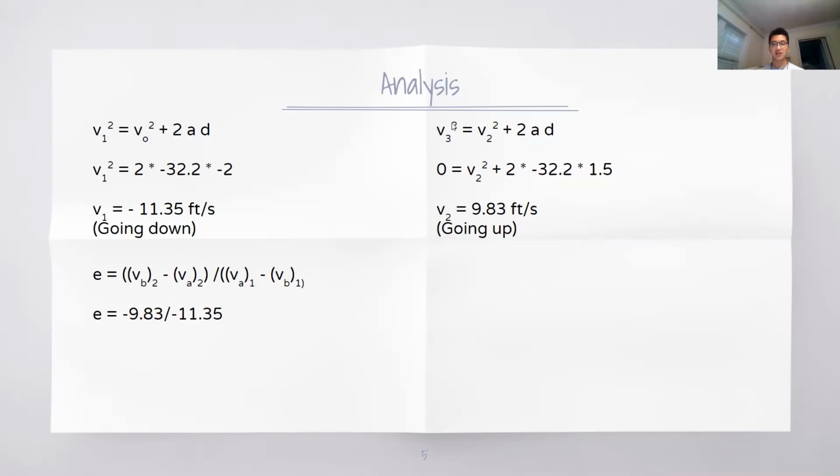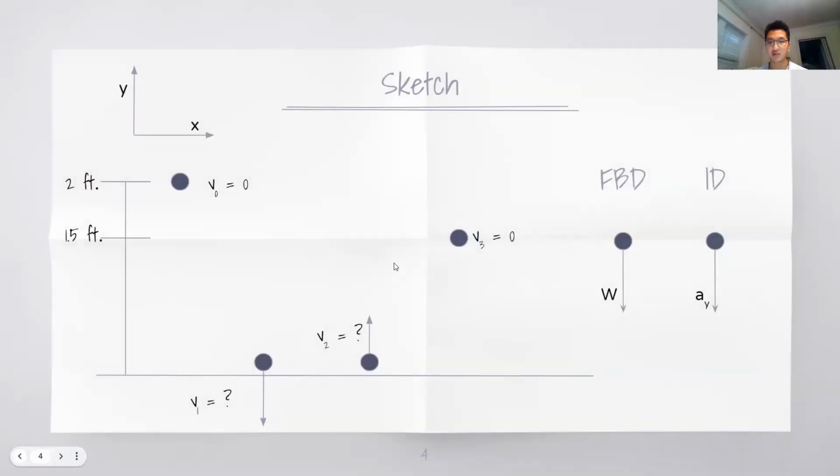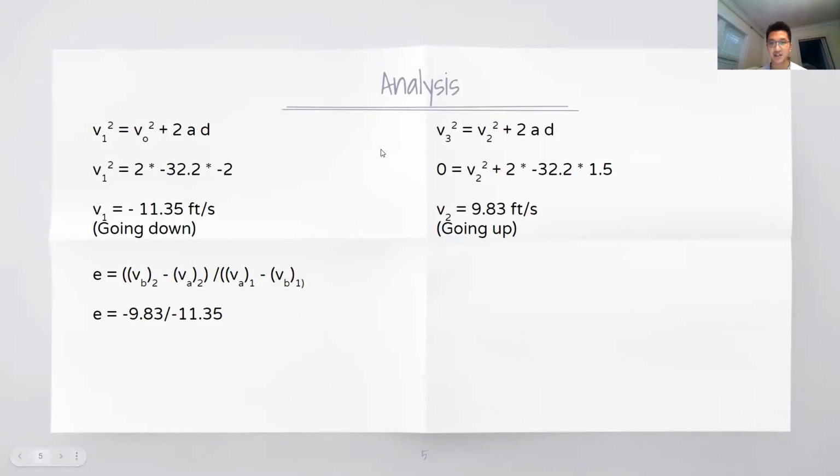Then moving over to the right, we replicate the same formula, where v3 squared equals v2 squared plus 2ad. This time v3 is 0, because at v3 the ball is temporarily not moving, zero velocity. We're solving for v2, so 0 equals v2 squared plus 2 times the acceleration, negative 32.2, and the distance, 1.5. Solving that out, we get v2 is 9.83 feet per second, and it is positive because at this time we are going up.